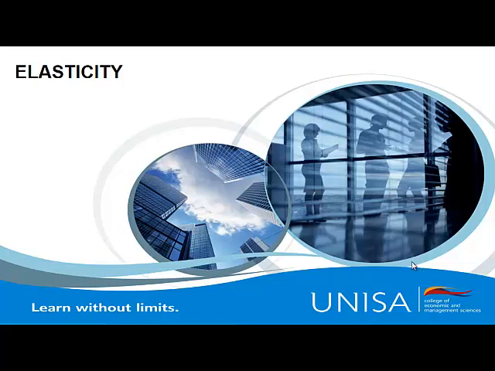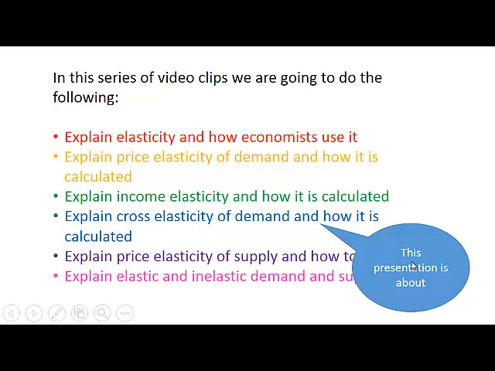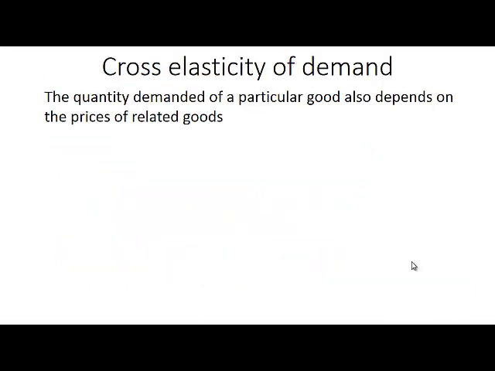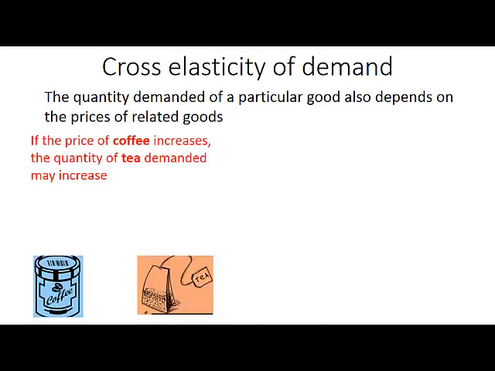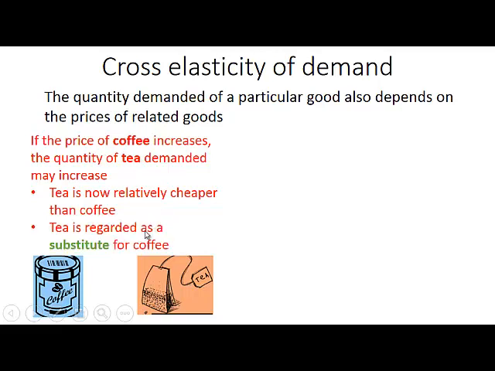This set of slides is about elasticity, and in this presentation we are looking at cross elasticity of demand and how it is calculated. So the quantity demanded of a particular good also depends on the prices of related goods. For example, if the price of coffee increases, the quantity demanded of tea may increase. That's because tea is now relatively cheaper than coffee because the price of coffee increased, and tea is regarded as a substitute for coffee. You can drink tea instead of the more expensive coffee.